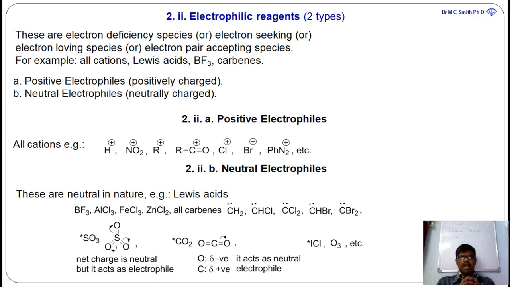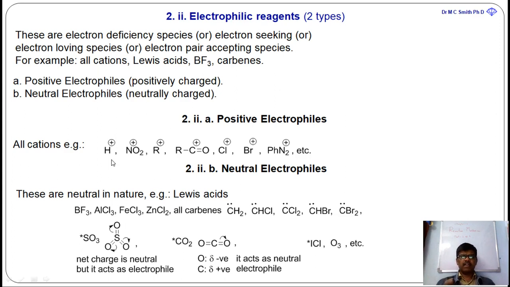Are there any types of reagents in electrophilic reagents? Yes, there are two types. One is positively charged electrophiles and the other is neutral electrophiles. Positive electrophiles are very easy. The molecule or atom which bears a positive charge, simply one can say that this is a positive electrophile.